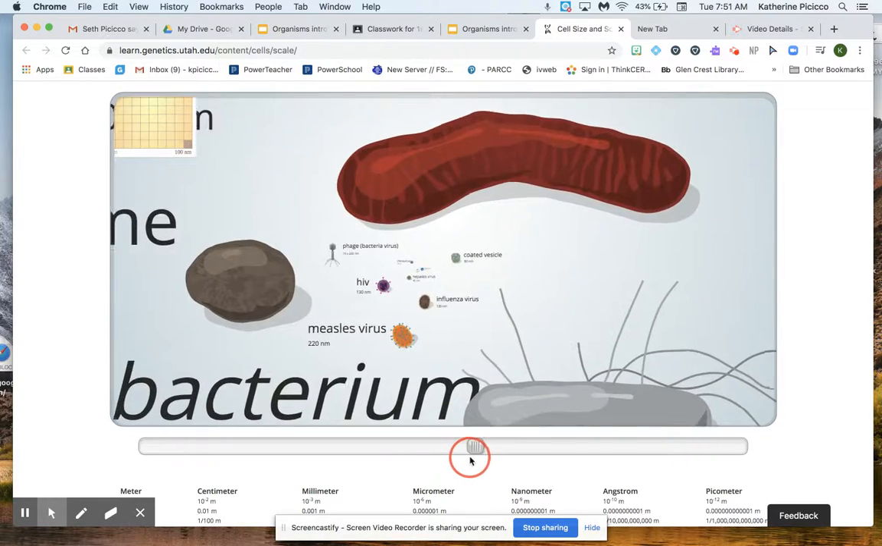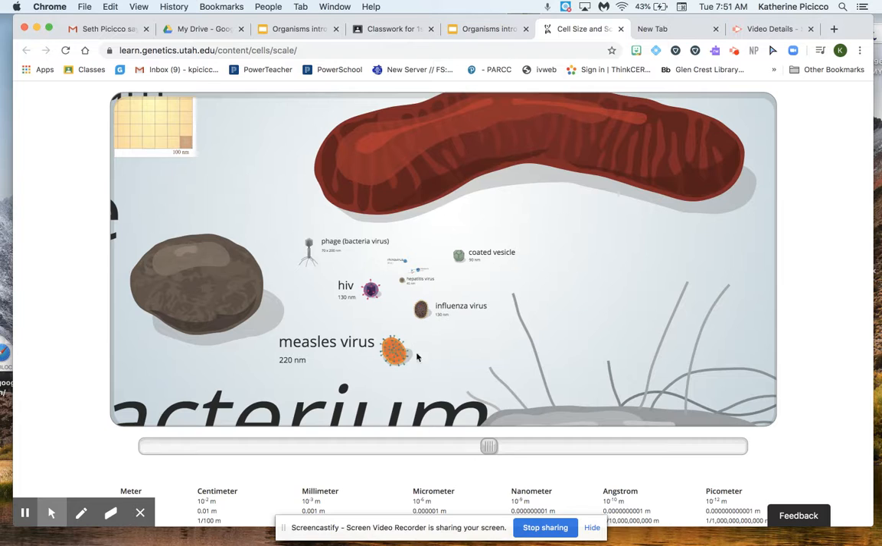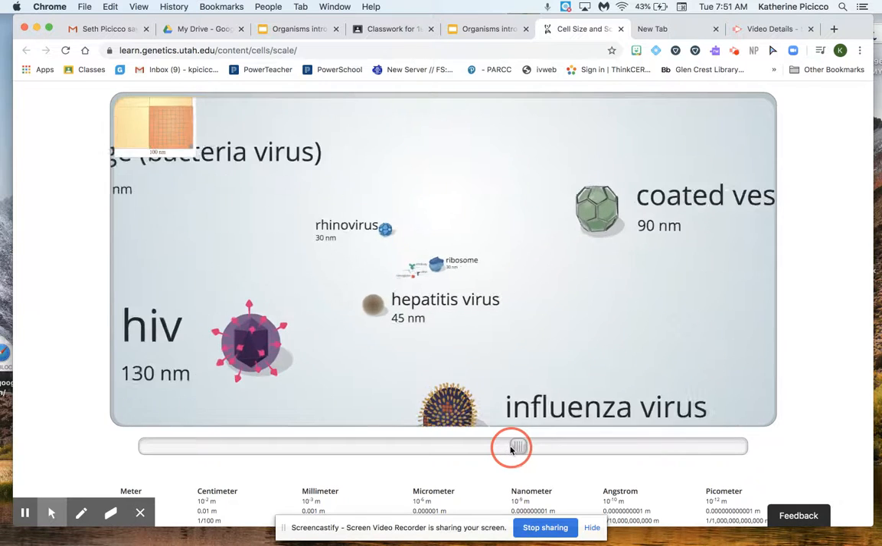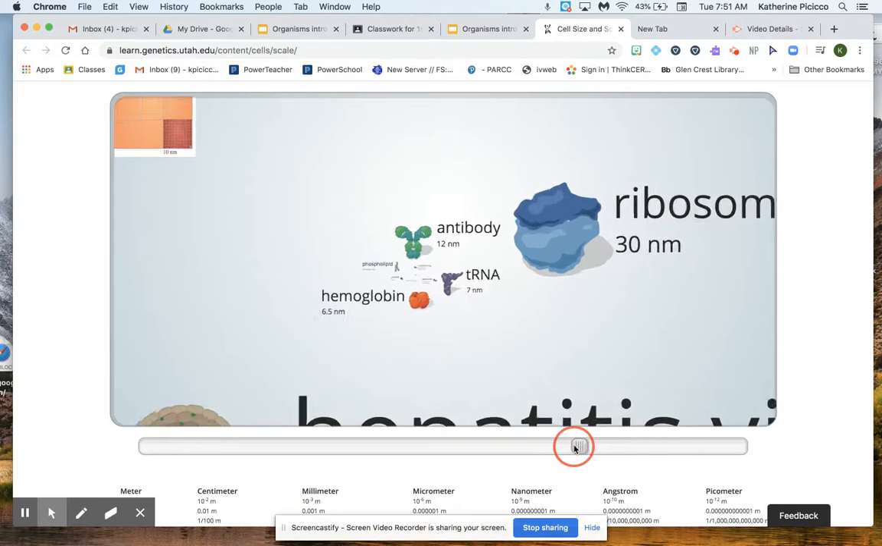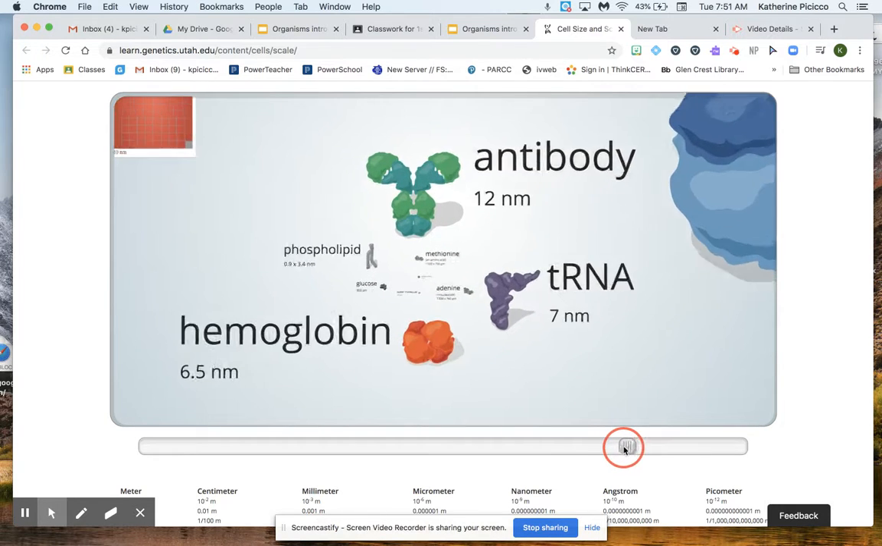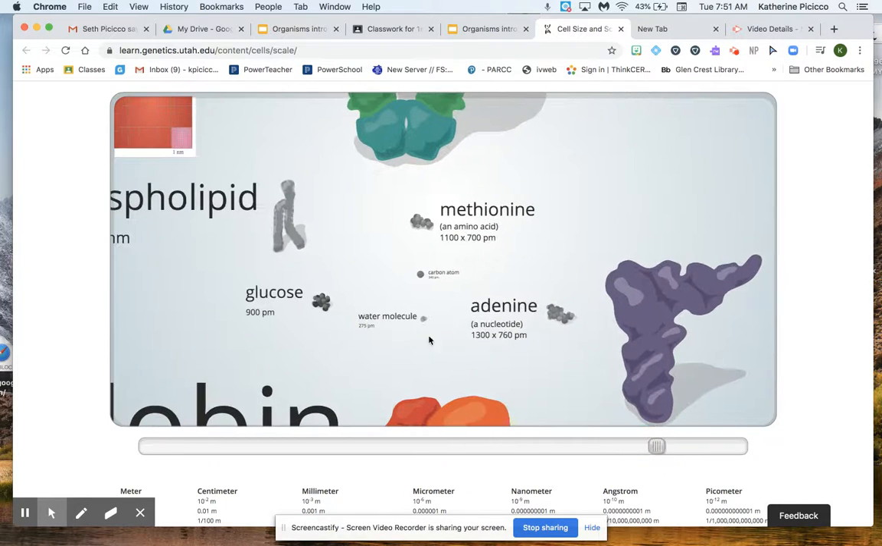So look at this. Wow. Oh my gosh. So we've got the virus here. We've got influenza. We have another virus here. Influenza is like the flu. So let's keep going. Here we go. All these other things. Here's a water molecule. Here's a carbon atom.